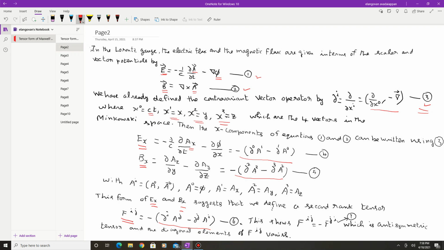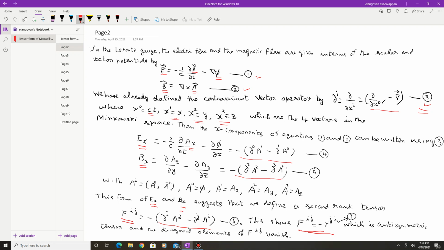This Fij is a contravariant component of the tensor Fij. And now from this equation we see Fij is equal to minus Fji. You can easily check that if you put i to j, j to i, you will get Fij is equal to minus Fji. So this is an antisymmetric tensor.